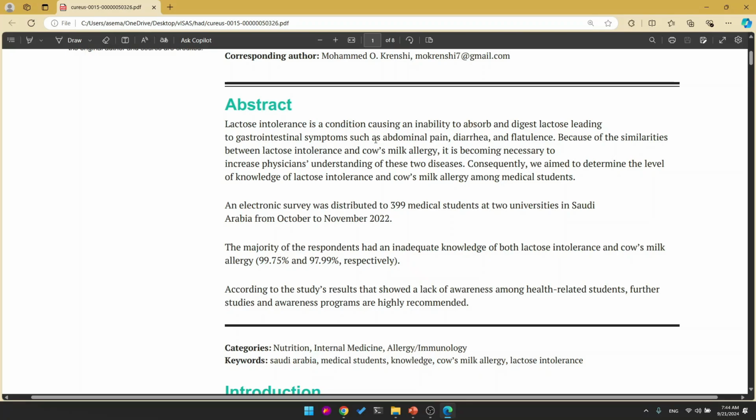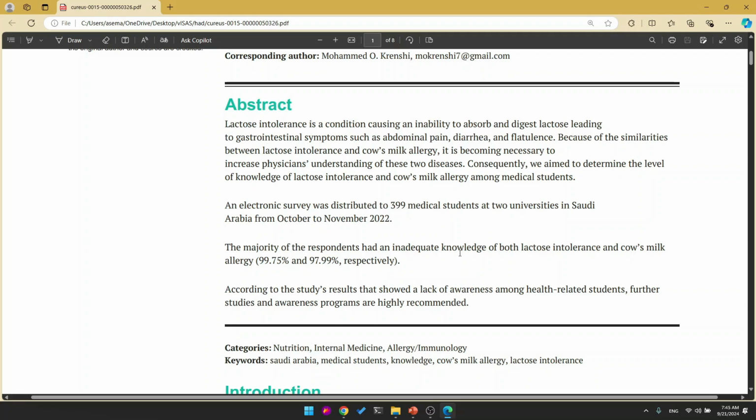Nice. So they distributed an electronic survey. When I'm reading literature, this really feeds my idea. It makes me formulate my idea better. So they used an electronic survey. I can do that instead of distributing paper, which we are going to talk about later. So always learn from the methods of previous studies. It was distributed to 399 medical students at 2 universities in Saudi Arabia, and that's the timing.